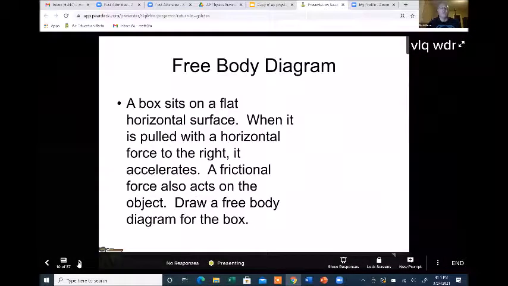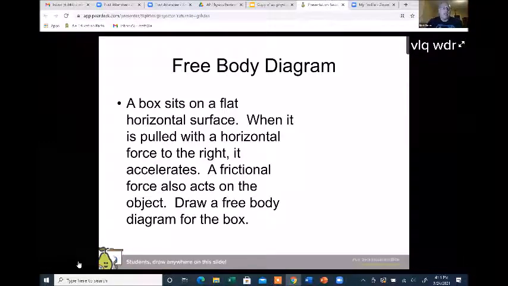All right, so you should have a Pear Deck tool now. I want you to read the prompt and draw the free body diagram that it asks you to draw here. So take about 2 minutes, read the prompt, and draw the free body diagram. Go ahead and get started now.